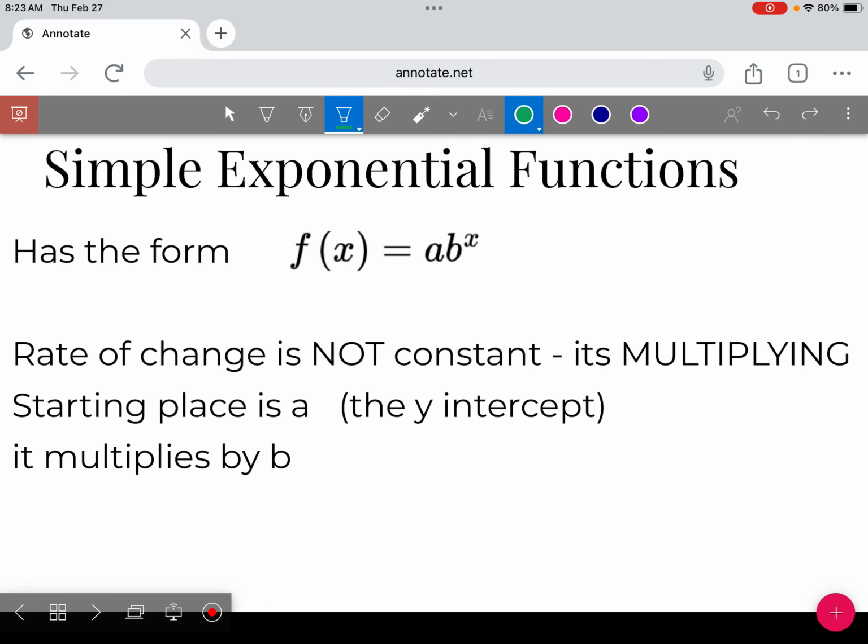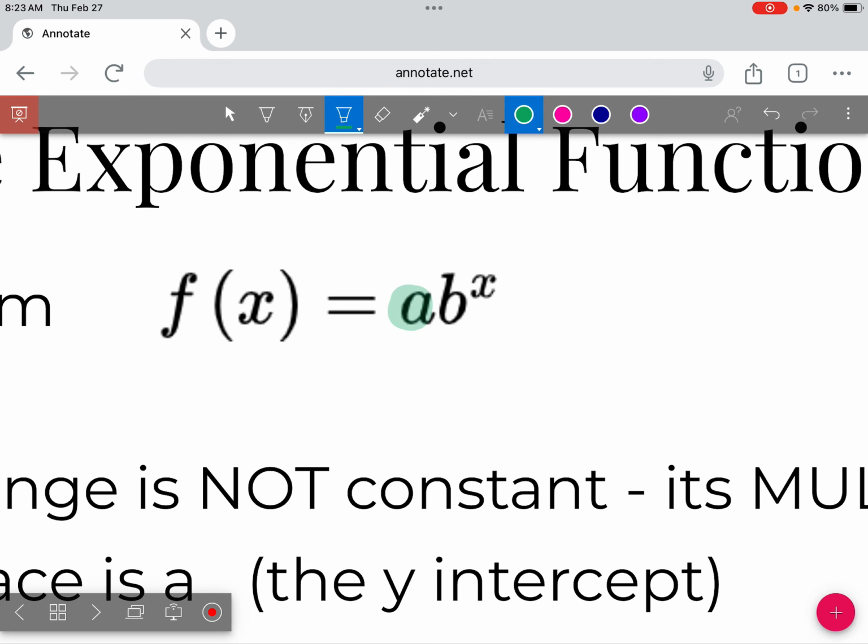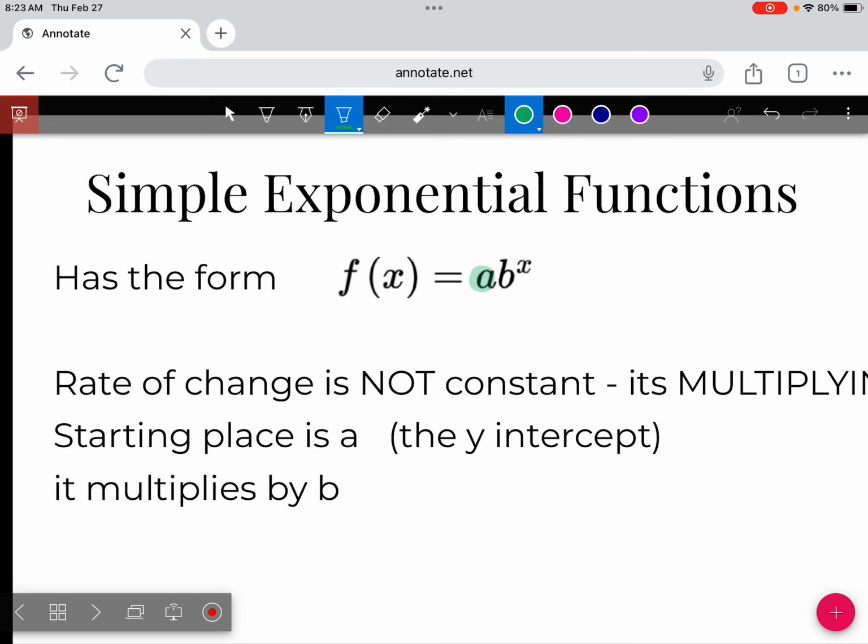Important pieces that we have here. This a that's out in front. So we have a times b to the x. A is going to be our starting place. It is always going to be our y-intercept. The initial value, it's where we start. I'm going to start with 3 rabbits or $1,000 or 200 guinea pigs. Like, we'll get a little sciencey in this chapter. But it's always going to be our starting amount. It is our y-intercept. It's where we start.